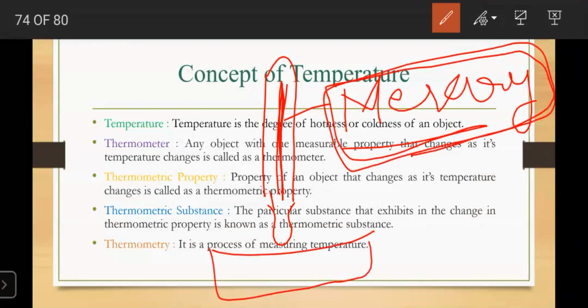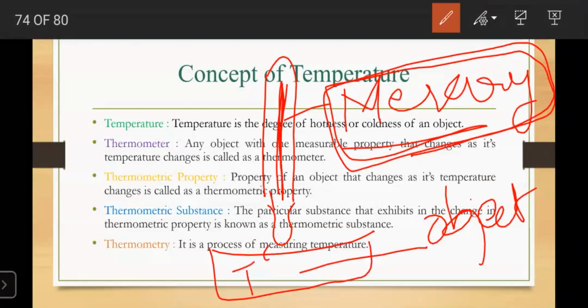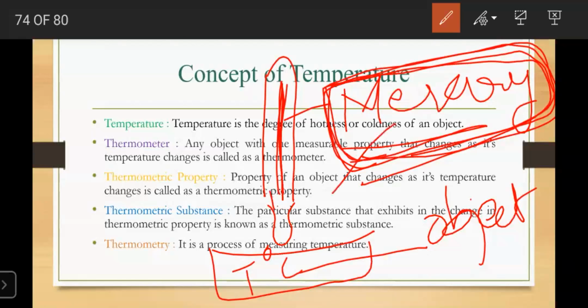Let us say this is the object. It is at a temperature, let us say T degree centigrade. You are measuring the temperature by using a thermometer. In the thermometer, mercury is there. So if you want to measure the temperature, there should be a change in the property of mercury. If the properties of the mercury are not changing, then it is not possible to measure the temperature of the object. Correct? So we need mercury. You call this mercury the thermometric substance.